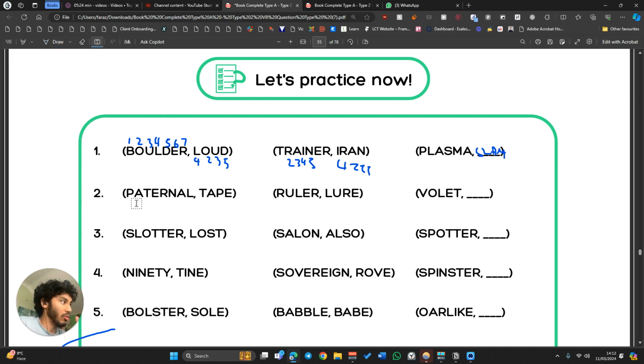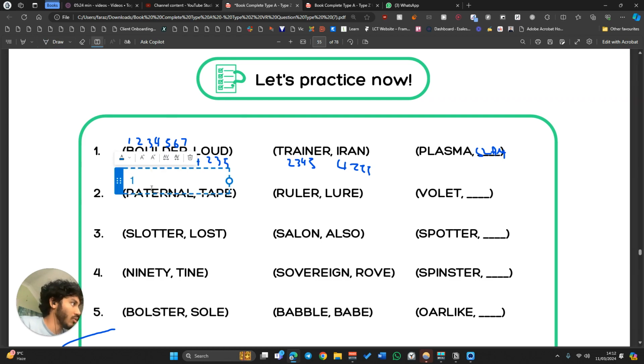I'm going to use a type tool here because it's going to be easier. So here we go. I'm going to do 1, 2, 3, 4, 5, 6, 7, 8, 9.